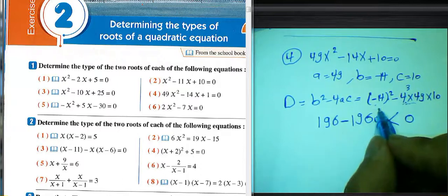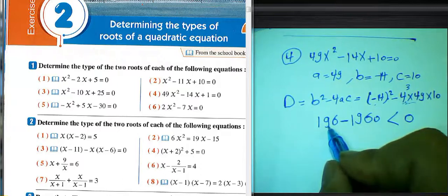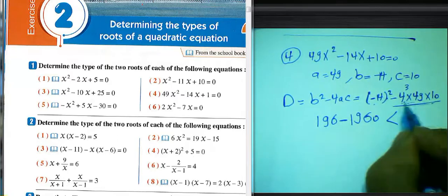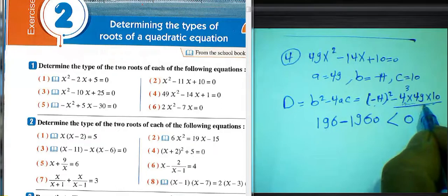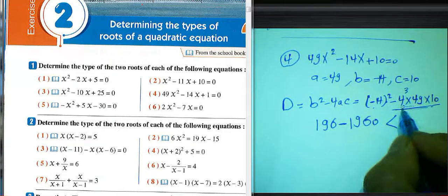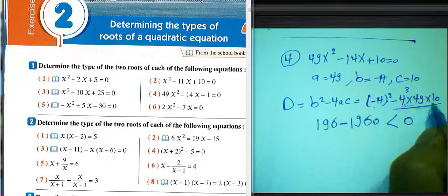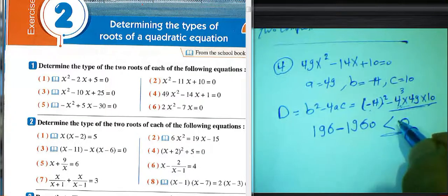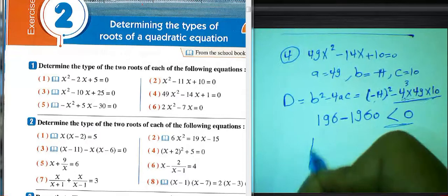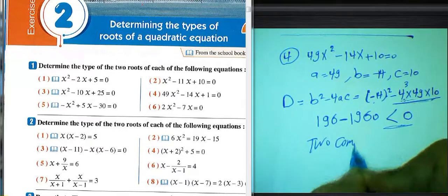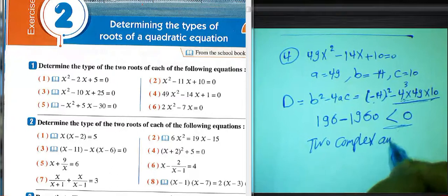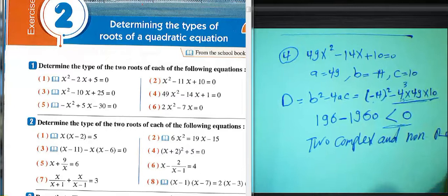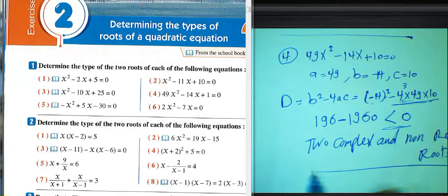Again, b power 2 is 196. Subtract 4 multiply 49 multiply 10. The result will be less than 0. So we will have two complex and non-real roots. It's okay.